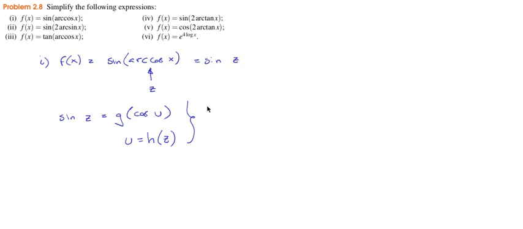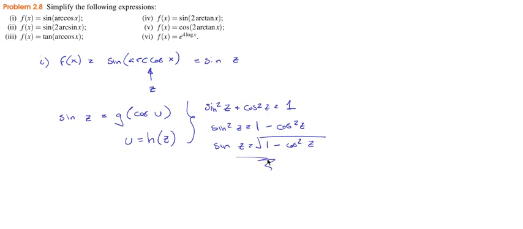Well, the easiest way to go with this is the basic trigonometric identity: the sine squared of z plus the cosine squared of z is 1, right? So the sine squared is 1 minus the cosine squared. And so the sine of z is the square root of 1 minus the cosine squared of z. This is a very basic substitution that you should be very familiar with. Whenever we're doing integrals later, it's going to be very, very useful.